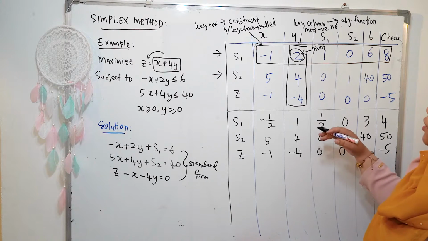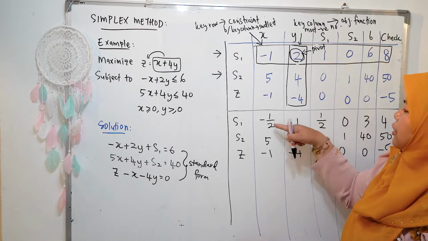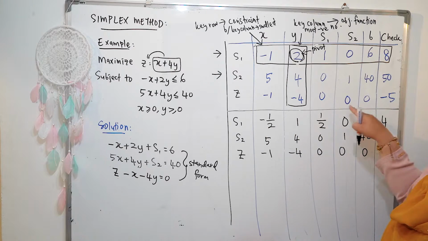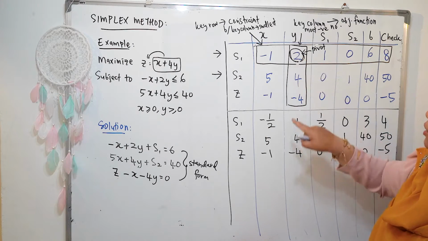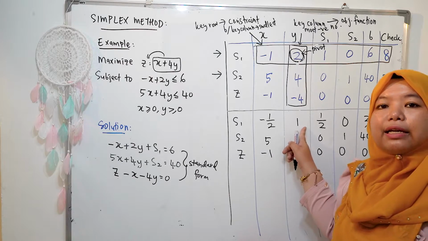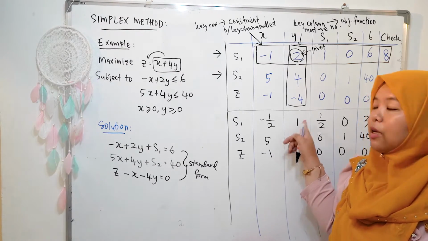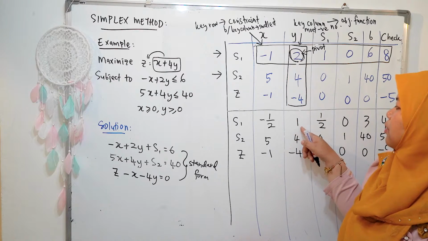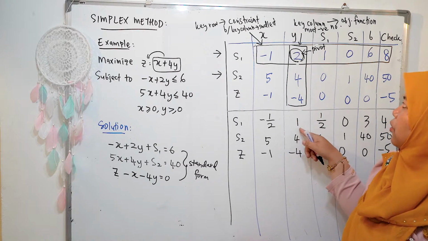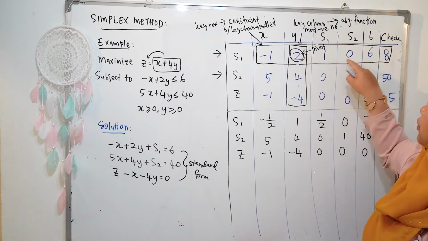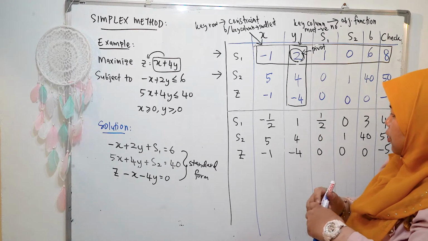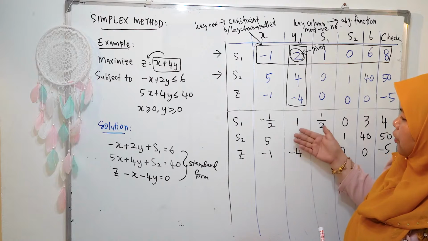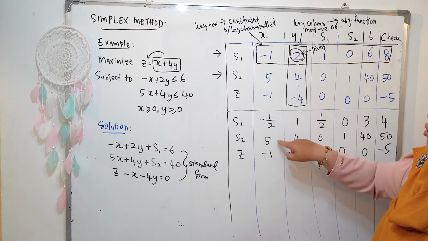So I repeat: we just change the first row. We change the pivot into 1. It is a must. Your pivot must change into number 1, so all of this row we divide by 2. The other rows we just copy and paste.